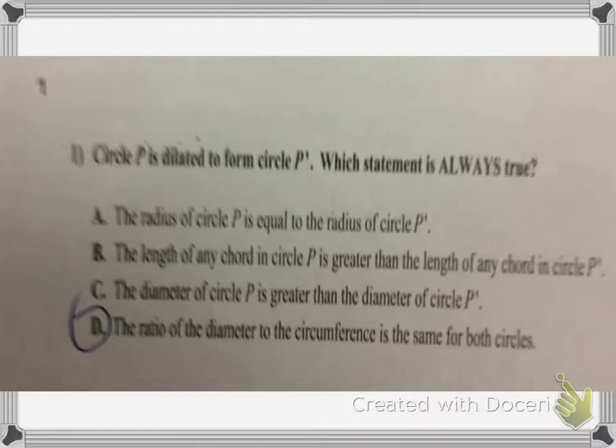Circle P is dilated to form circle P prime. Which statement is always true? The ratio of the diameter to the circumference is the same on both circles. So we know that there are proportional ratios between the diameter and the circumference.